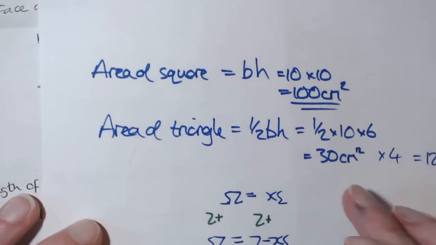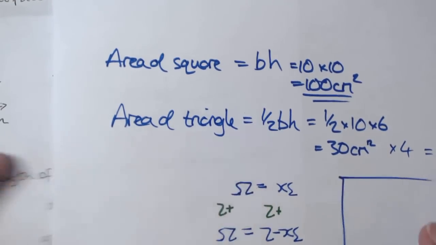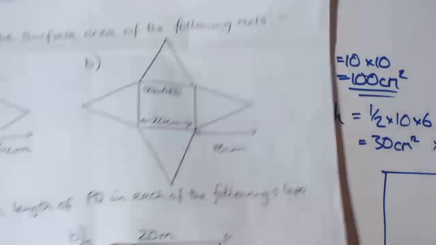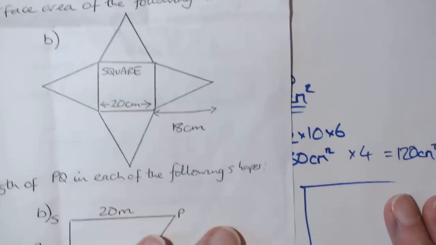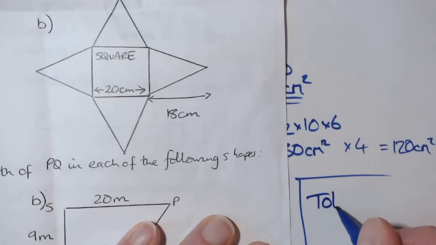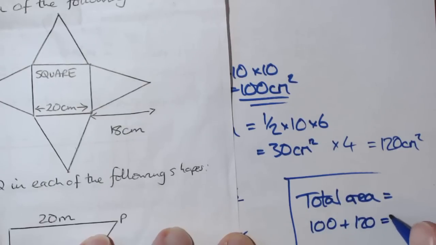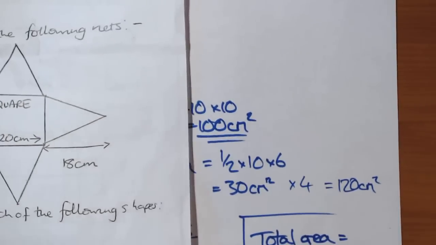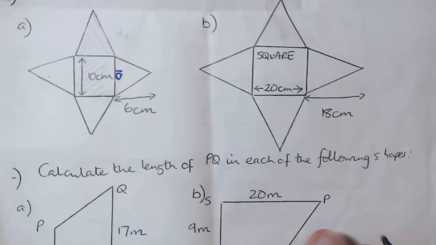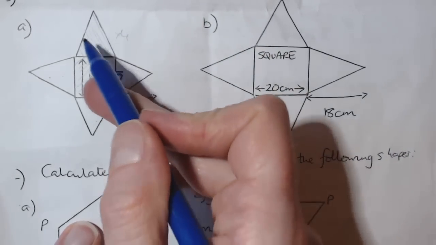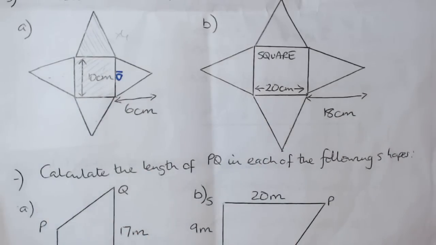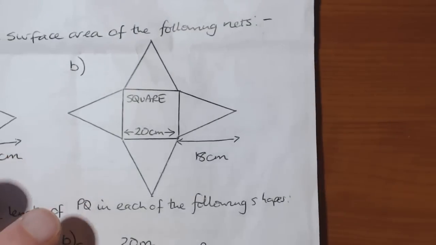And then we just add that together. Right, so I'll just put that down there, and all I'll be saying there is total area equals, and we'll just say 100 plus 120 equals 220 centimetres squared. Right, getting a wee bit messy now. But so you just calculate the area of this, calculate the area of that, times it by 4, and then that's you. We'll do it again, I'll get another bit of paper.